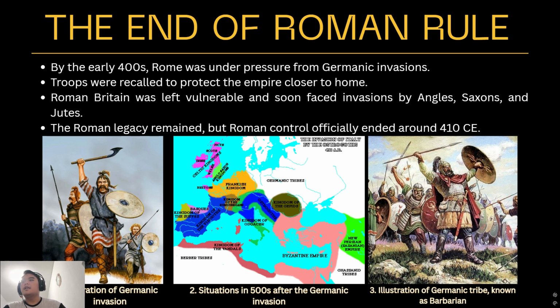The first picture is the illustration of Germanic invasion, and the second is the situation in the 500s after the Germanic invasion. And then the third image is the illustration of Germanic tribes known as barbarians.